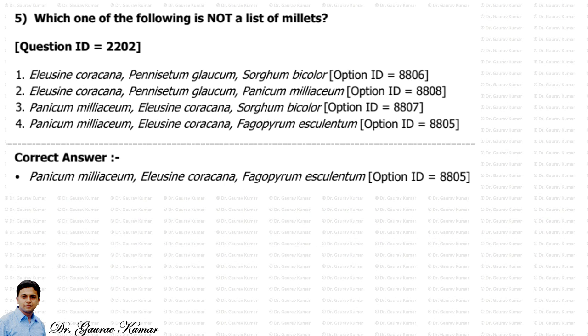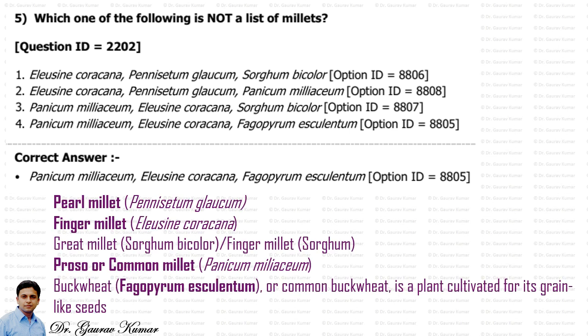Next question, which one of the following is not a list of millets? The answer they have already given. Pearl millet is Pennisetum glaucum, finger millet is Eleusine coracana, great millet is Sorghum bicolor. Proso or common millet is Panicum miliaceum, and buckwheat, Fagopyrum esculentum or common buckwheat, is a plant cultivated for its grain-like seeds. So you can easily mark the answer after this explanation.